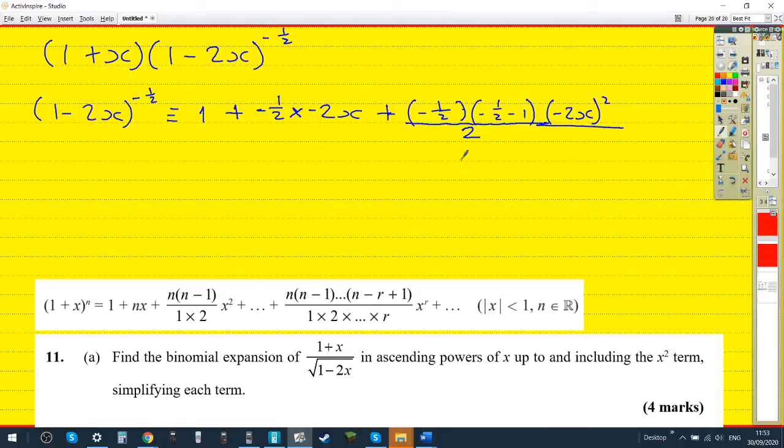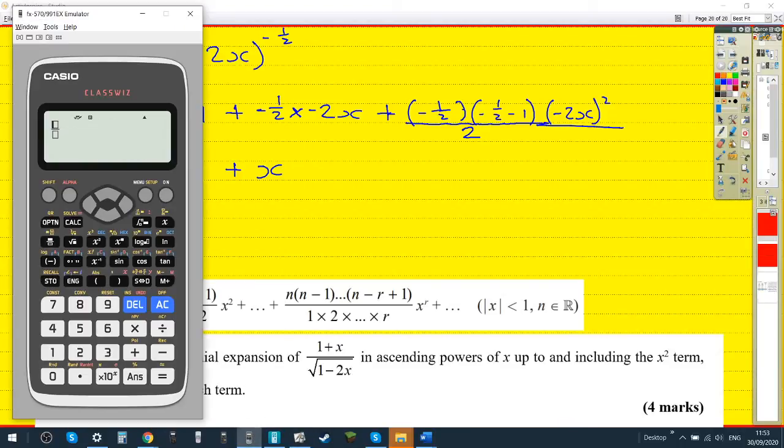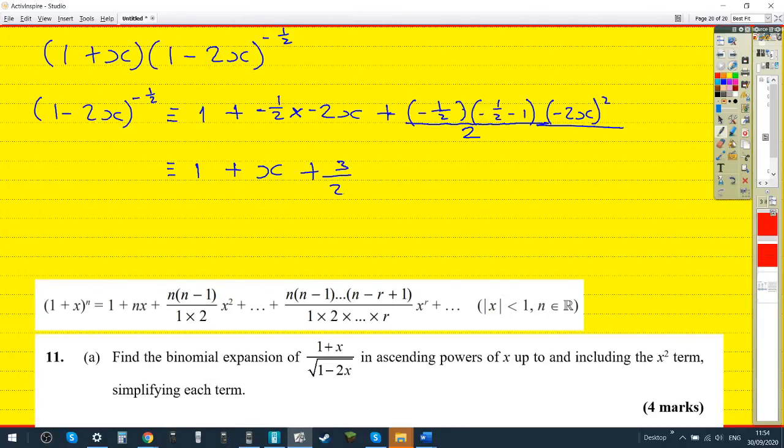And so that will then become 1 plus x, and then plus. So I got 1 plus x plus 3 over 2 x squared. Yeah. Okay, what do we do with that? Times that by 1 plus x. Yes.